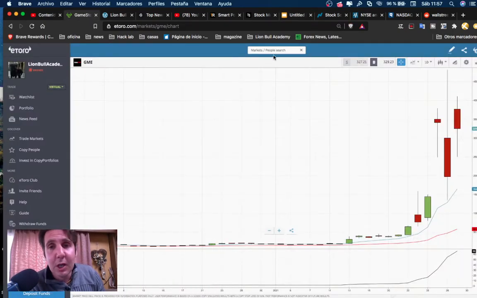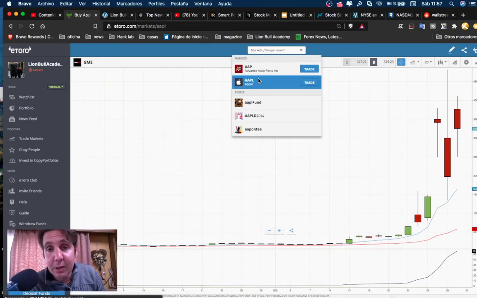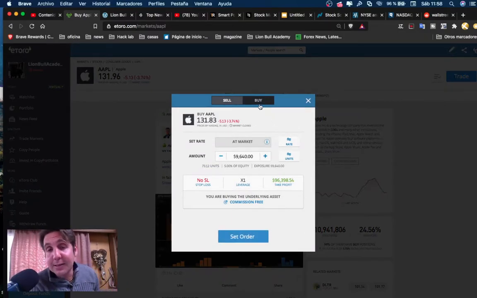Normally when you go to a stock, let's say for example Apple, and I think everybody knows, when you trade it, you just click buy and put how much money you want to invest. It means how many shares you want to buy. Click set order or open the trade, and you already have your position with 1, 2, 3, 4 shares, however many you want to buy. But now, sell is a little bit different.